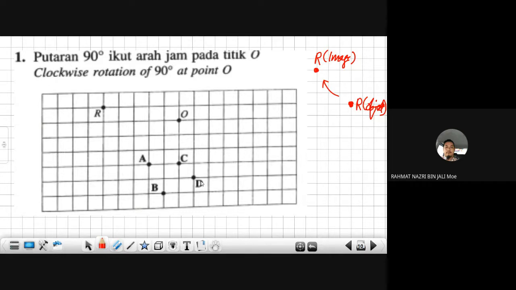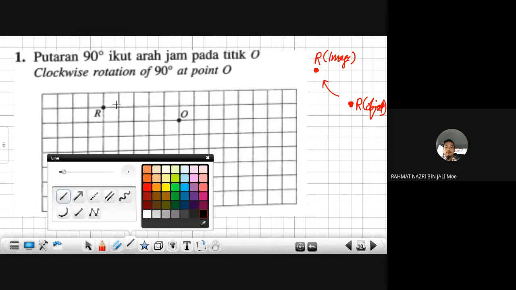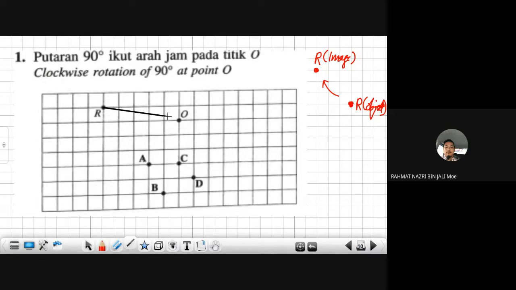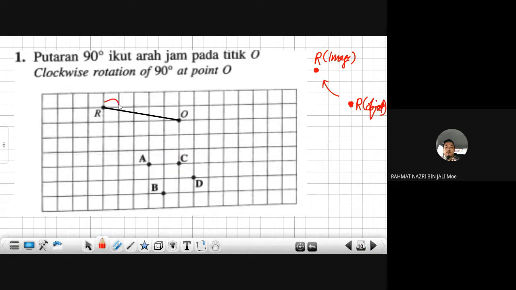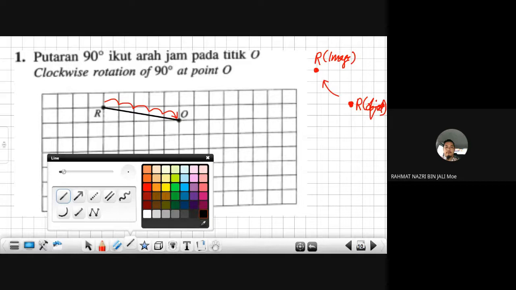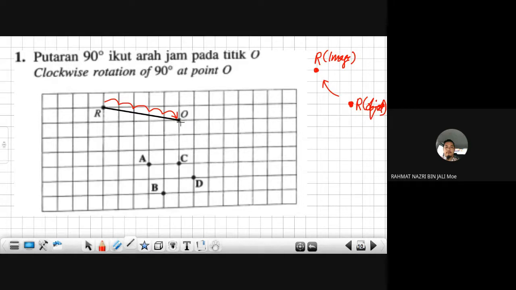We're gonna use the same method. We draw a line from R to center, and then determine the distance based on this line. Okay, travel 1, 2, 3, 4, 5. From R to O is 5. Then we're gonna find out which line is 5 from the distance. Okay, let me try with C.